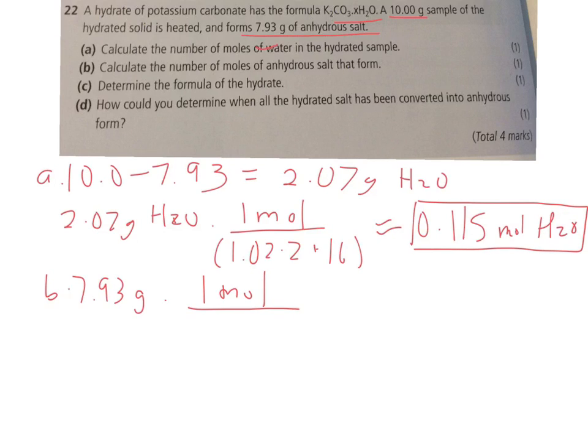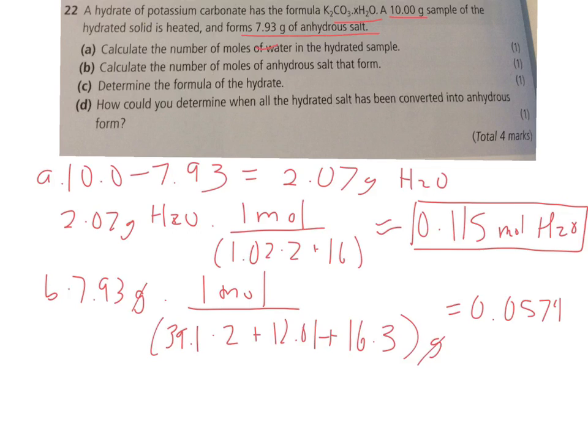over the molar mass. So this is 39.1 times 2 plus 12.01, which is carbon, plus 16 times 3, which is oxygen. You can see the grams cancel out, and you get approximately 0.0574 moles of the anhydrous salt, which is K2CO3. So that's your answer for B.